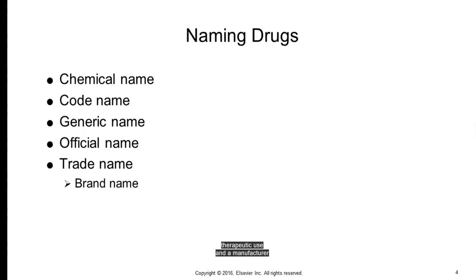Generic names are assigned by the United States Adopted Name Council, or USAN, when the chemical appears to have therapeutic use and a manufacturer wants to market the drug. For instance, the generic name for Atrovent is ipratropium bromide. Lastly, we have the trade or brand name, which is the name given to the drug by the manufacturer and is considered a proprietary name. You will recognize a trade or brand name by the little r above the name, meaning that it is a registered trademark name.